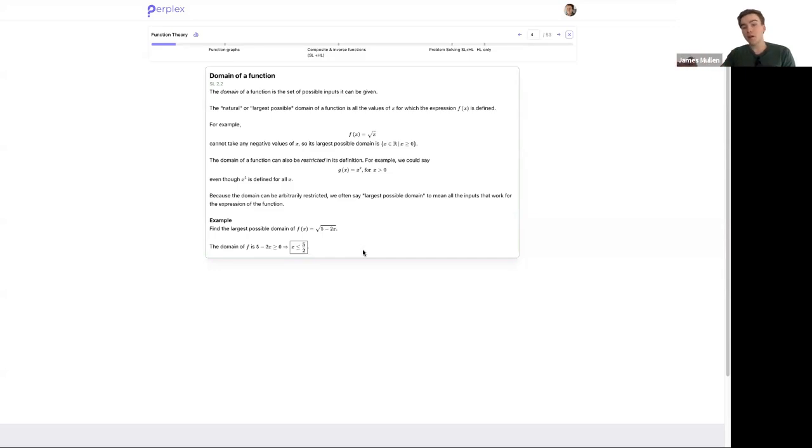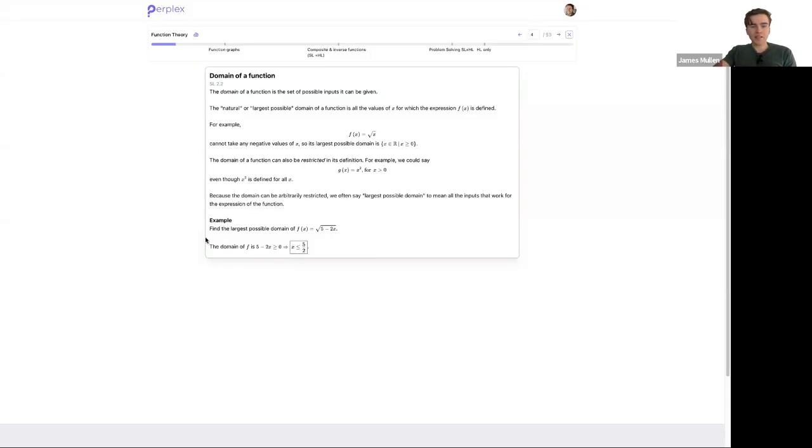Now, we talk about the largest possible domain because for any function, you can arbitrarily restrict the domain. I can just say, for example, that the function g of x is equal to x squared is only defined for x greater than 0. And it doesn't mean that x squared is undefined for x less than 0. It just means that I'm only defining g to exist for positive x. And this is going to be something that we're going to circle back to when we talk about inverse functions.